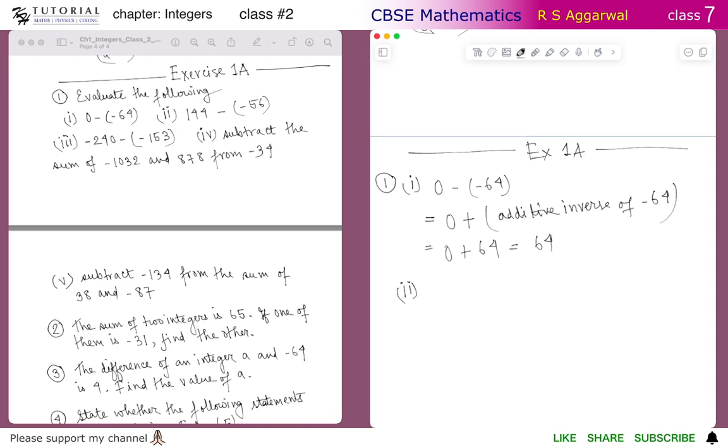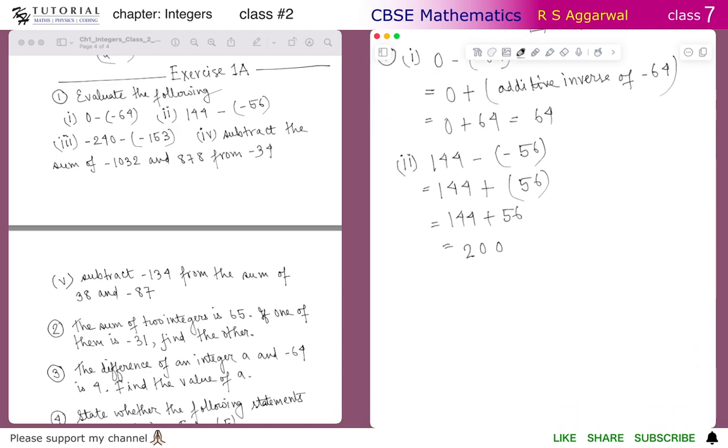The second one says 144 minus minus 56. So again it is asking to subtract minus 56 from 144. What we do is we add the additive inverse of minus 56, which is 56, to 144. So the answer is 144 plus 56, which becomes 200.